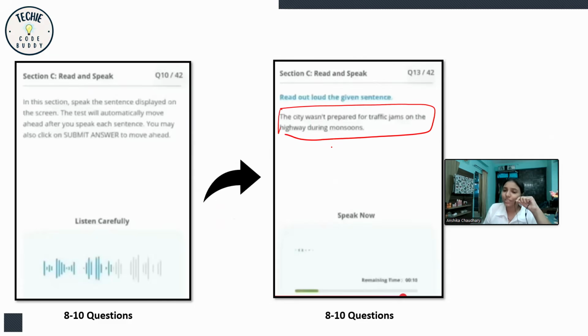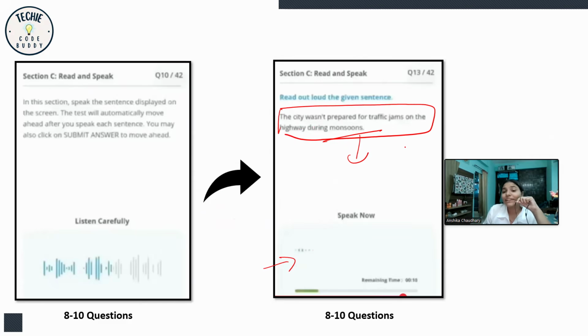This sentence you have to read only, right? This is written here. You have to read it and speak it, right? That's why please use a good quality mic, because when you speak, it should be noted.